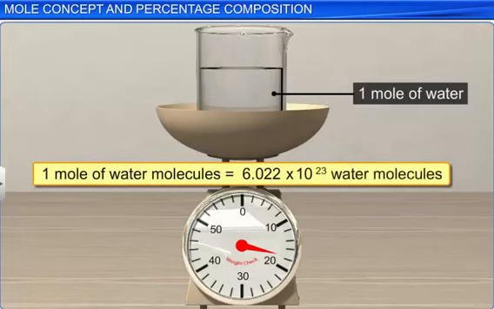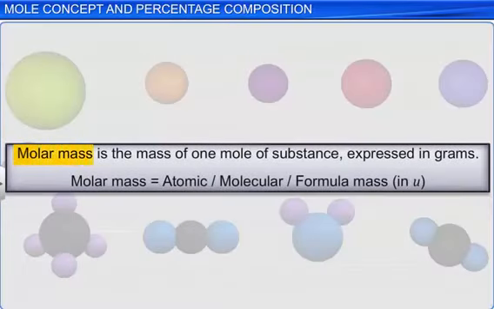Having found the number of moles in a substance, we can determine the mass of a mole, also known as molar mass. Molar mass is the mass of 1 mole of substance expressed in grams. The molar mass is numerically equivalent to the atomic or molecular or formula mass in U.